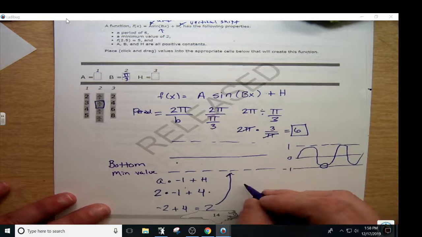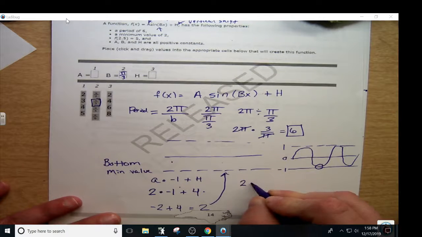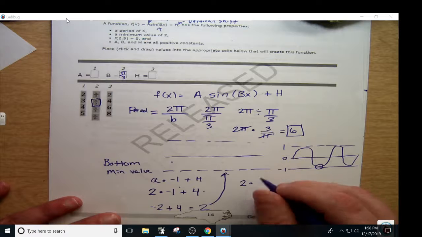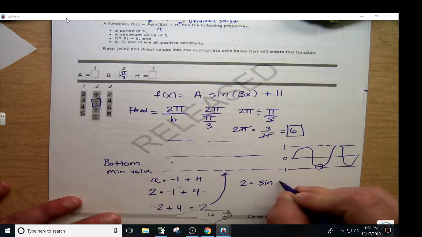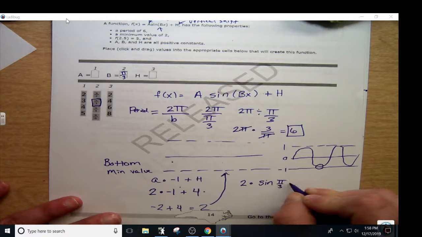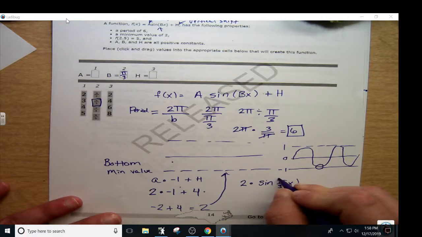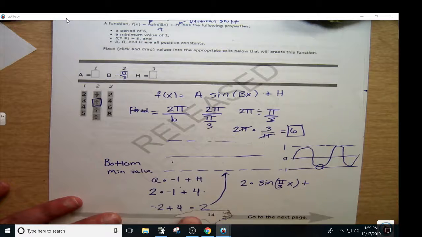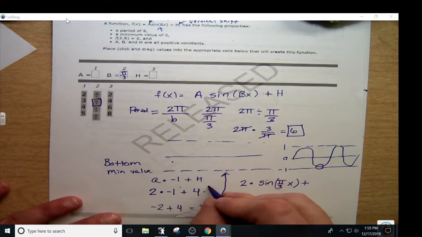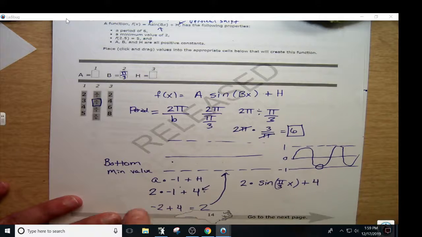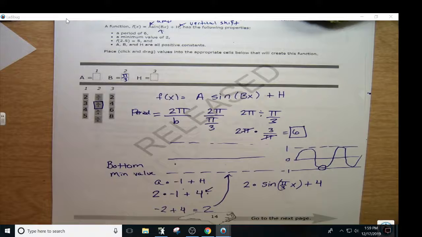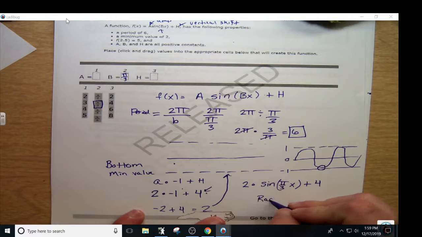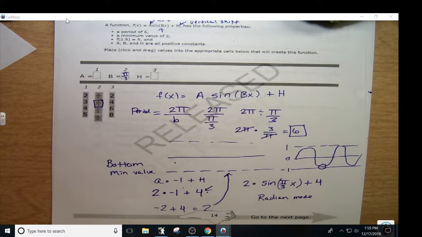So let's write that out. It's 2 times, that's my A, okay, 2 times sine of pi over 3 x plus, we're going to say our minimum value, our H is 4. A value, H value, okay? Now, so put this in your calculator. Now, guys, make sure if you graph this, it's got to be in radian mode, okay? It's got to be in radian mode or it won't work right.